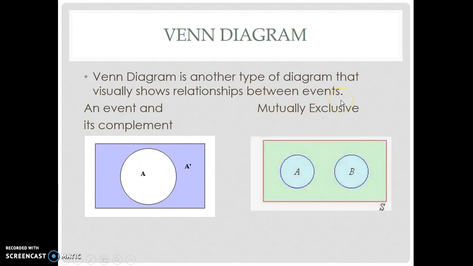If you have mutually exclusive events, then again, here's your universe, everything you care about, or all your sampling, in the box, and then we have A and B, and they have no events in common. That's why they are mutually exclusive.